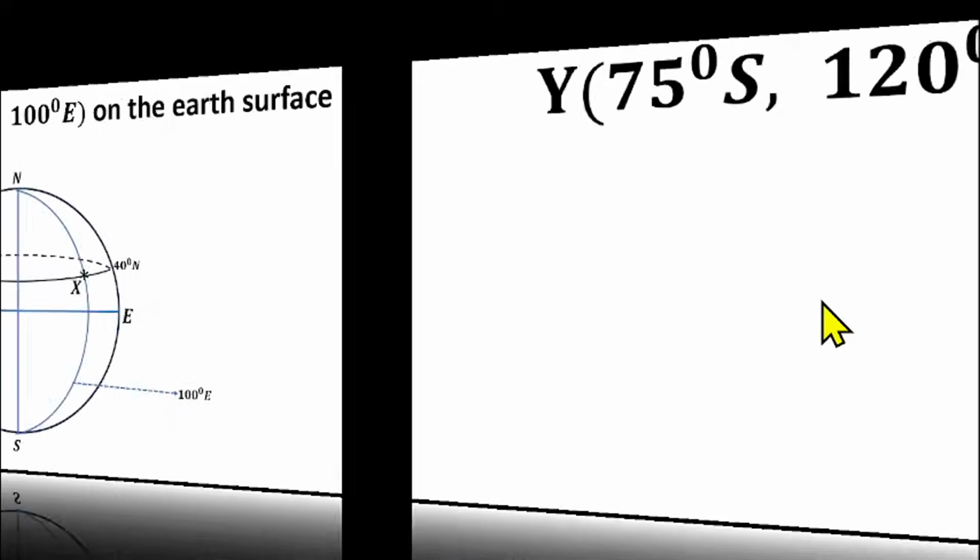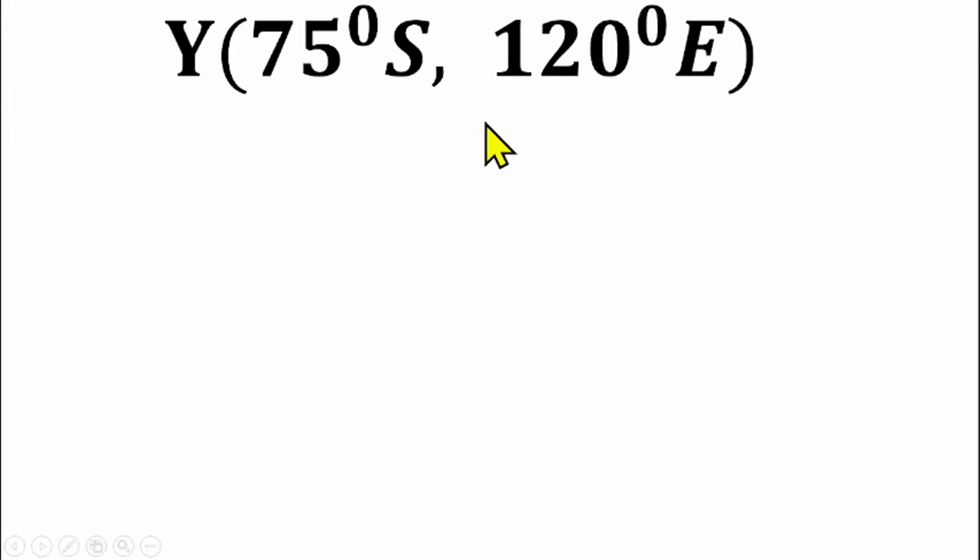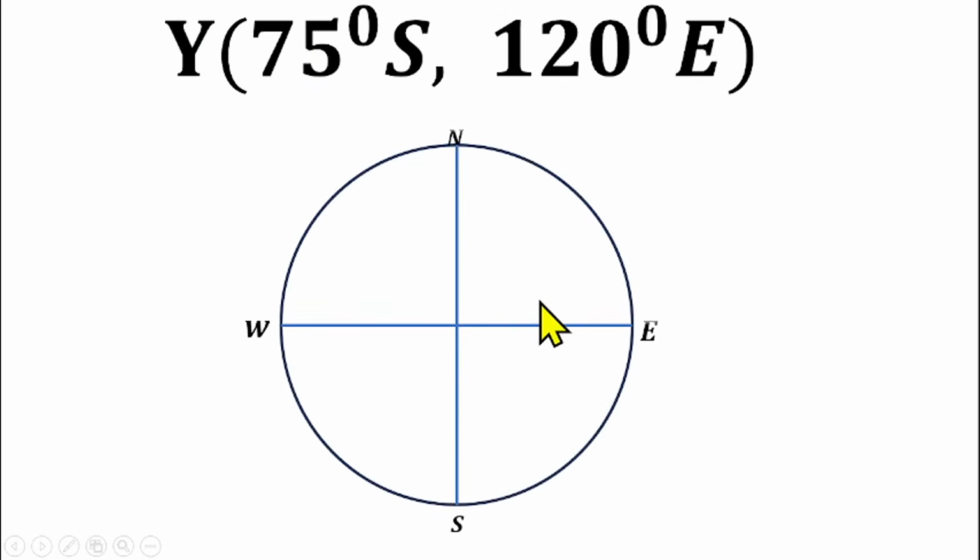So let's do a couple more. So let's try to locate this point Y on the Earth's surface. So point Y is on the 75 degrees south of latitude and 120 degrees east of longitude. Draw a circle to represent the Earth's surface. Then what will you draw first?